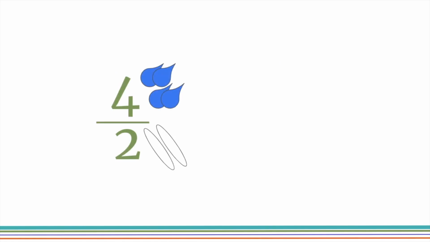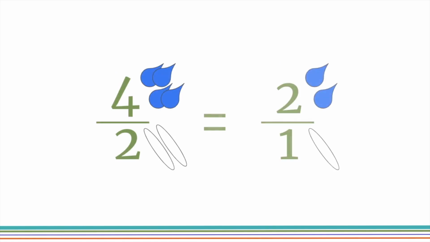If I measure 4 parts water to 2 parts rice, is this equivalent to 2 parts water to 1 part rice? Well, if I cut my measurements in half, then 4 parts water divided by 2 is 2 parts water, and 2 parts rice divided by 2 is 1 part rice. Since the ratios are equivalent in their simplest form, then they form a proportion.